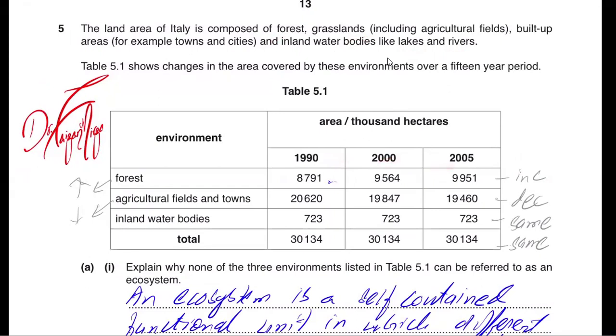We can see that over the years, forests increased. Just compare the quantitative and numerical values provided. Agricultural fields and towns have decreased over time. Inland water bodies stayed more or less the same, in fact the same. The total is provided to you as well, and overall there is no change in the total, so that stayed the same as well.